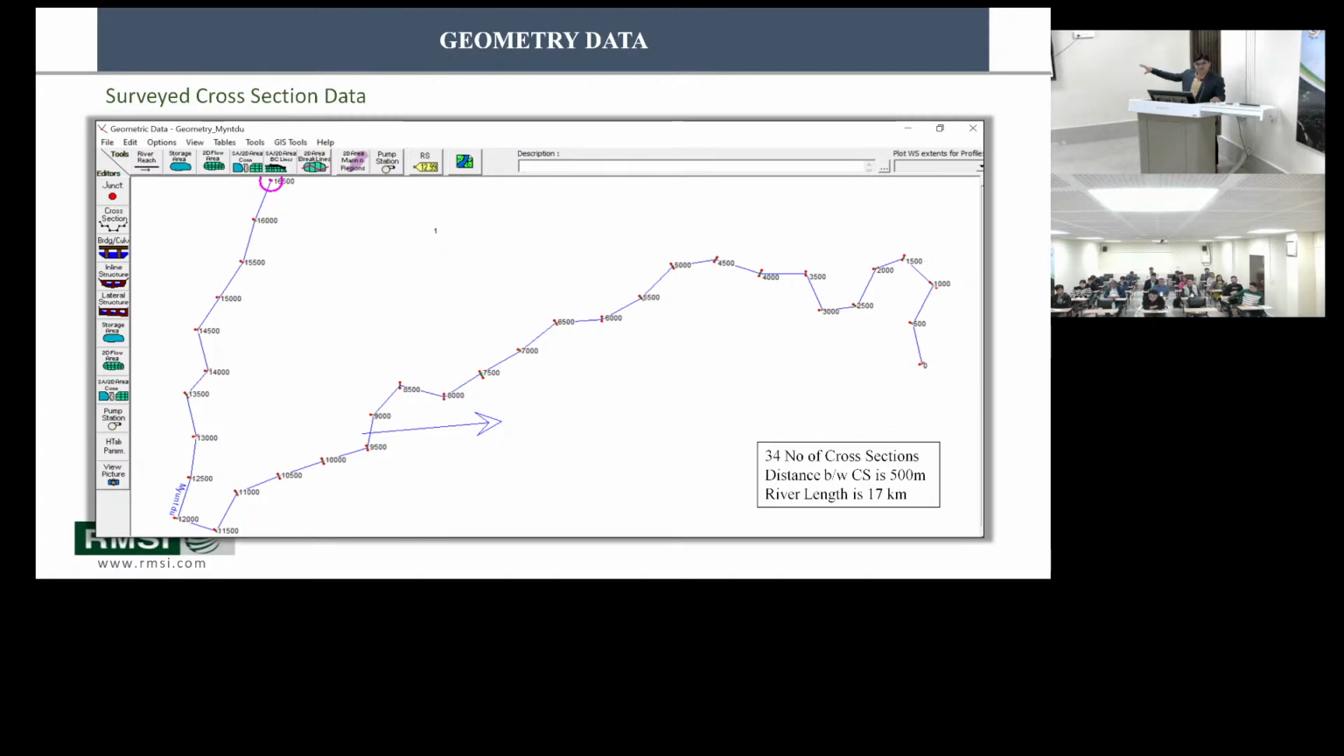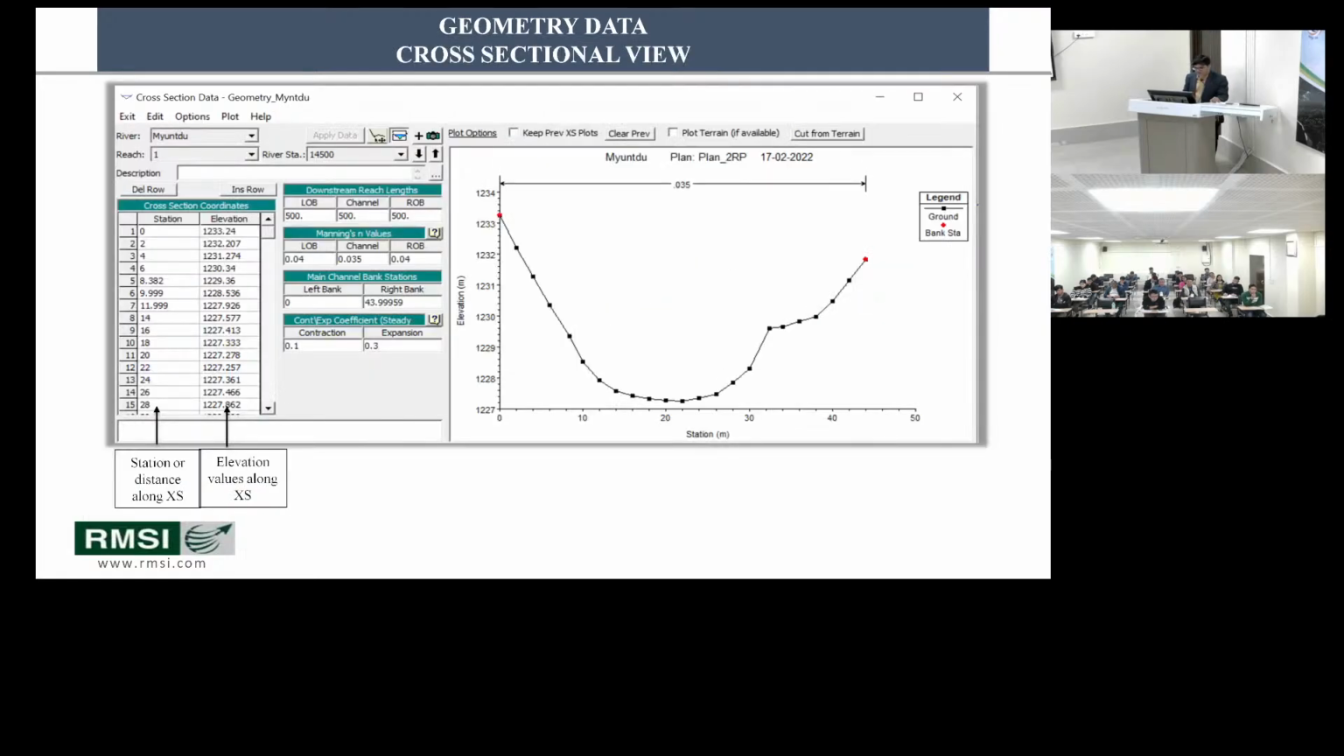This is the plan view we can see in HEC-RAS. If you open the cross-section at one of the locations, you can see this kind of data, the cross-section data: elevation versus stationing. Stationing means from one bank to the other bank across the river, what is the elevation profile? For a few locations, we have to put this elevation profile in as a cross-section.